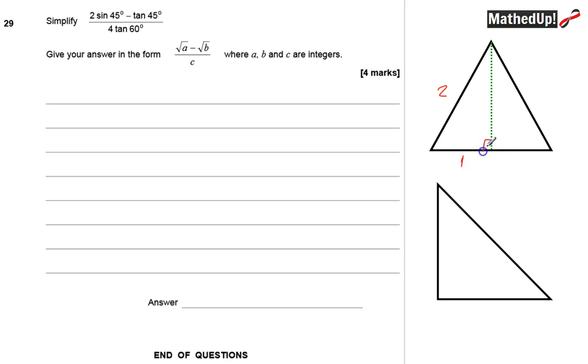We've got a right angle here. We know this angle here is going to be 60 degrees because it's an equilateral triangle. I know this angle here is going to be 30 degrees because that's half of 60 degrees.